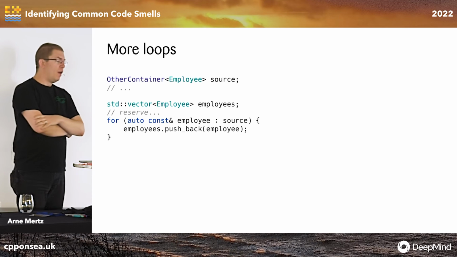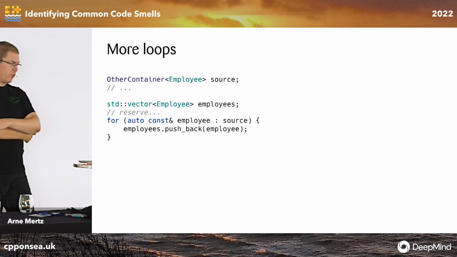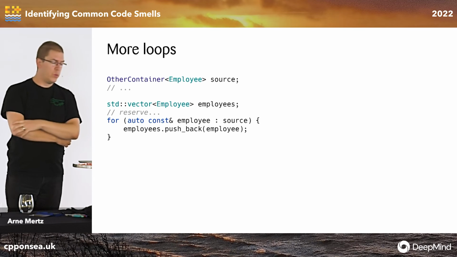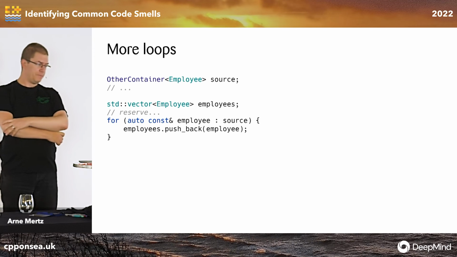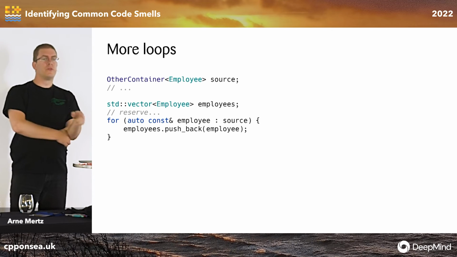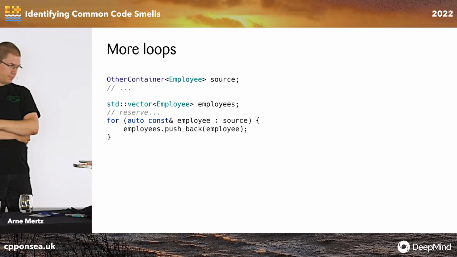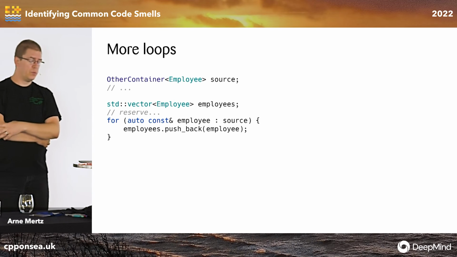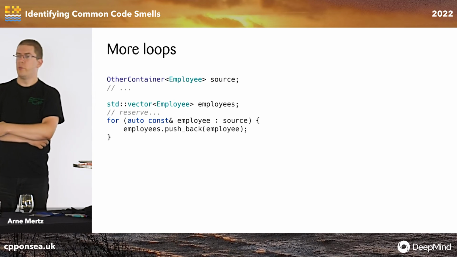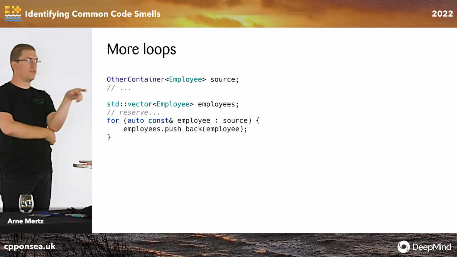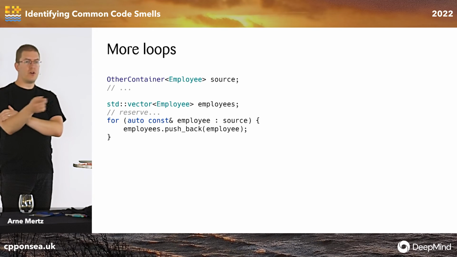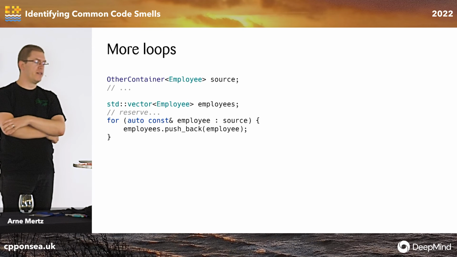Sorry. Let's talk about loops a bit more and algorithms. So we have here some container with employees, and we want to convert this into a vector with employees. And the very naive way is just to have a loop over the source container, and push a copy of every employee back into the vector, right?